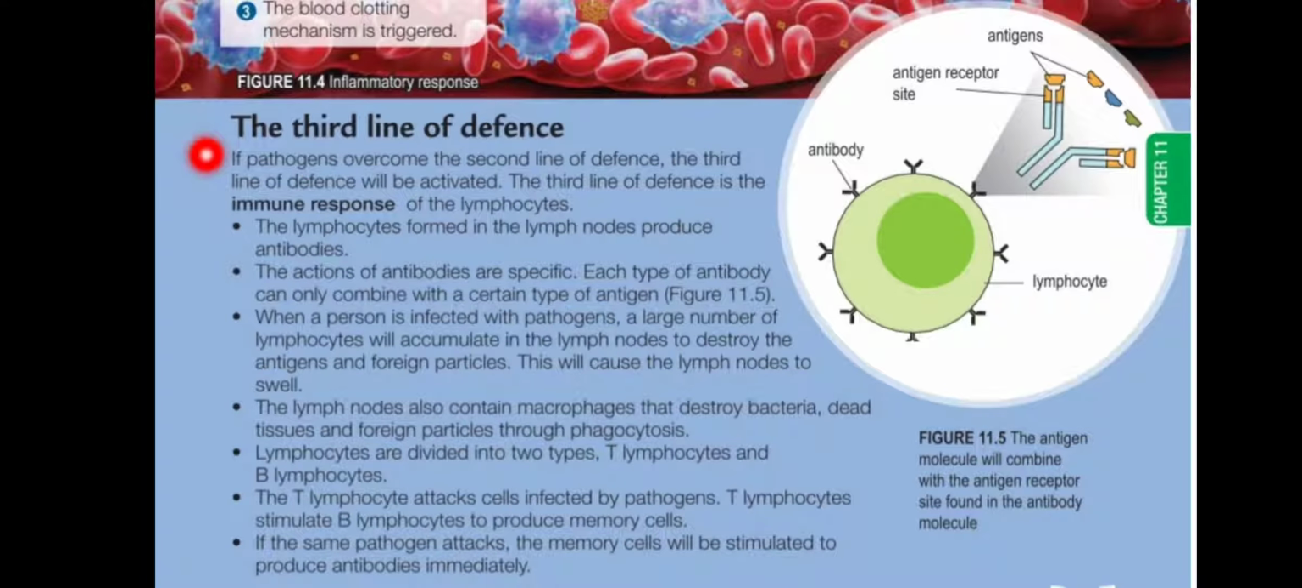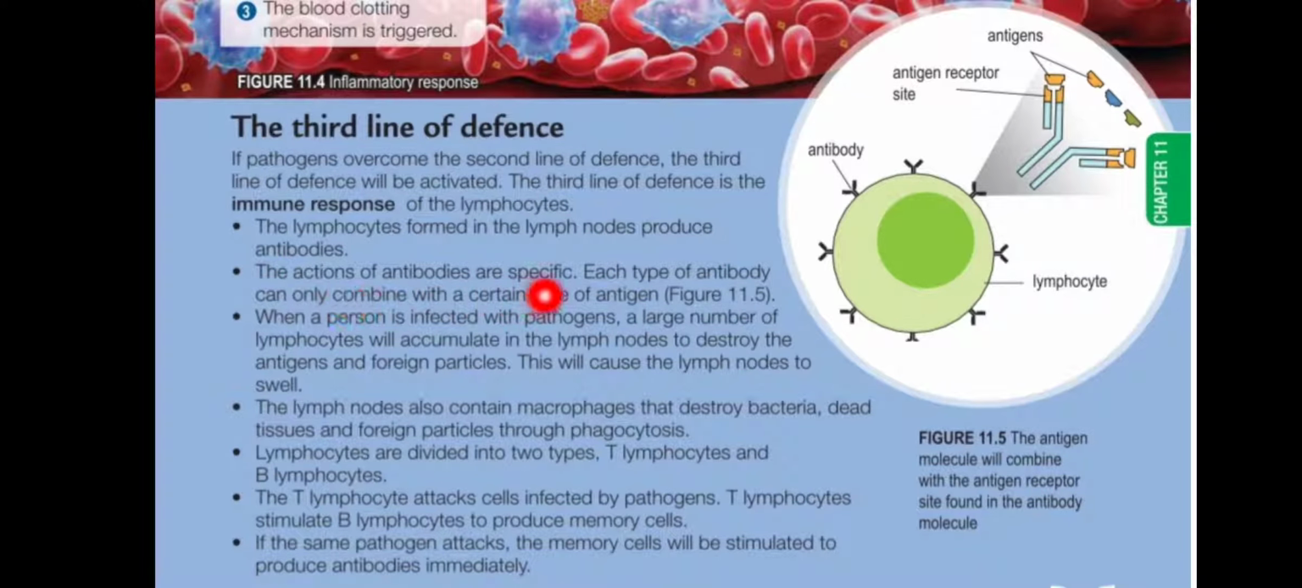Seterusnya adalah third line of defense. Okay, third line of defense yang ini adalah apabila patogen berjaya masuk, berjaya mengalahkan the first line of defense, second line of defense. Okay, so di sini the third line of defense will be activated. The third line of defense is the immune response of the lymphocyte. So di sini akan ada antibody yang dihasilkan. The lymphocyte form in the lymph node produce antibodies.